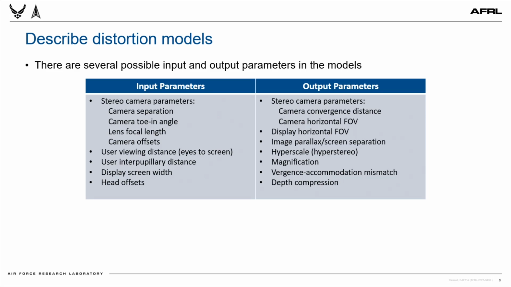I'm sure most of you are familiar with this. I'm just putting it up to describe possible input and output parameters. This list is not extensive and does not apply to each model, but you can put in things like camera separation, user viewing distance, user interpupillary distance, and then the output parameters that the model is going to give you are camera convergence distance, magnification, hyperstereo, things like that.